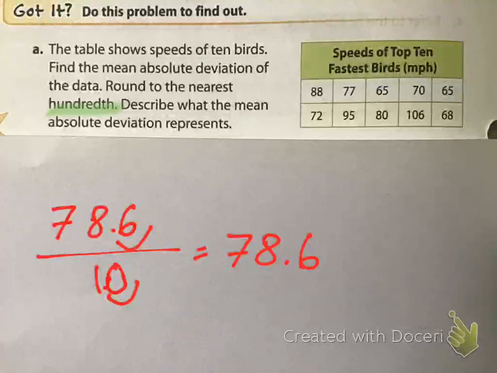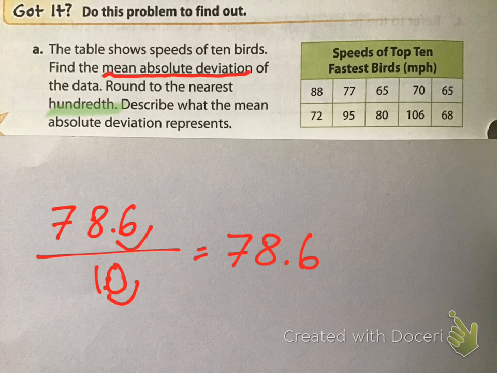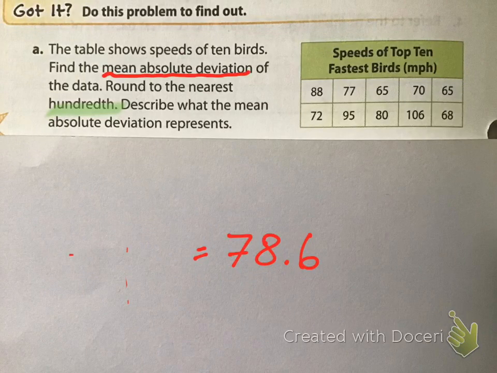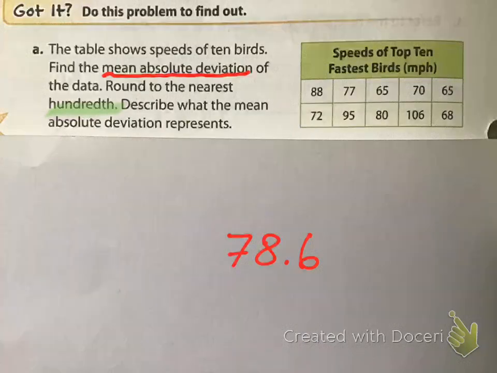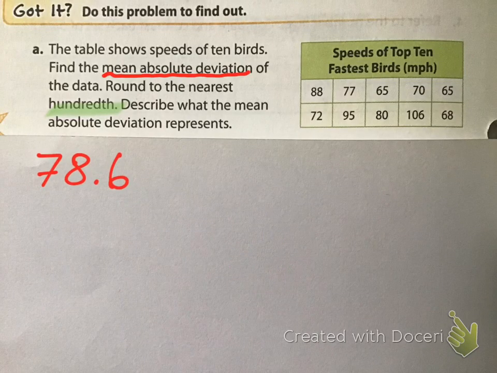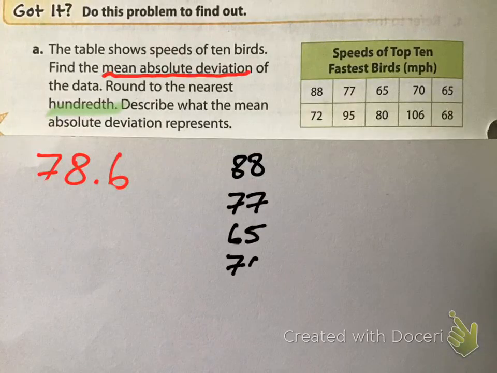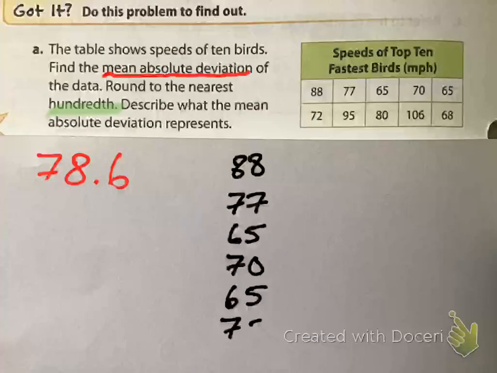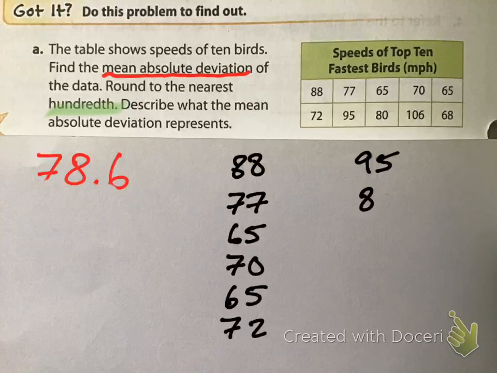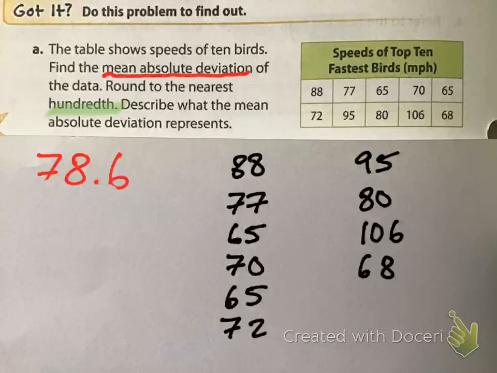The problem asks us to find the mean absolute deviation. So now we have to find the difference between each number and the mean. I'm going to write this down so we can see it. We have 88, 77, 65, 70, 65, 72, 95, 80, 106, and 68. We want to find the difference between each of these numbers and the mean. So all you have to do is subtract.